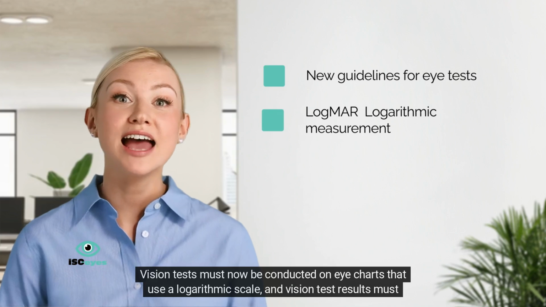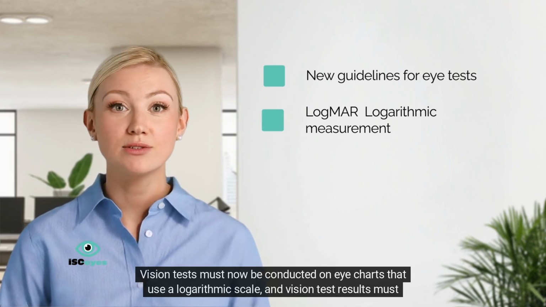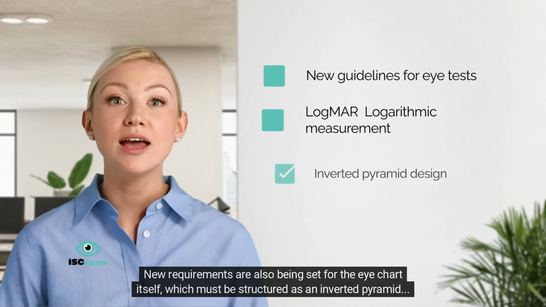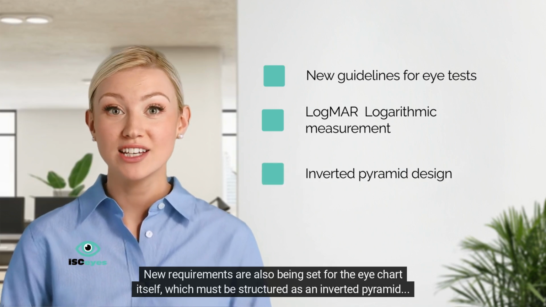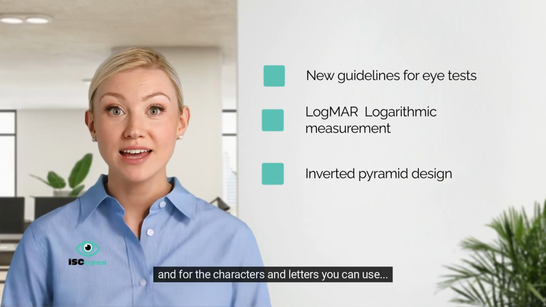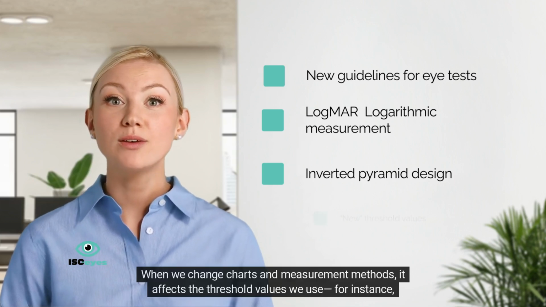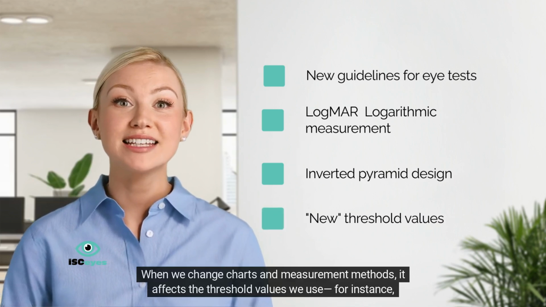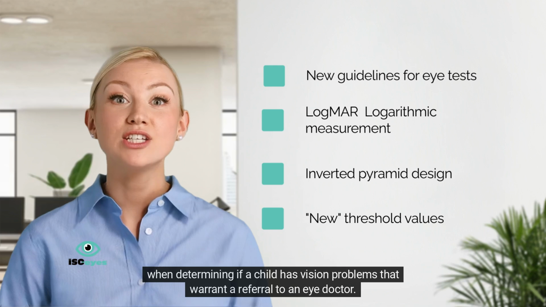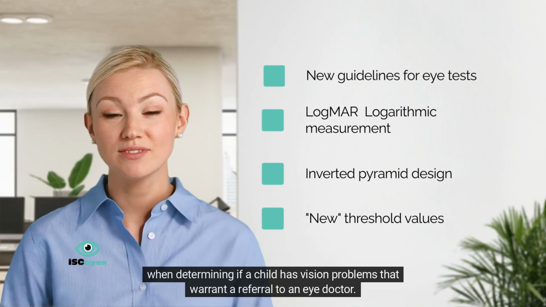Vision tests must now be conducted on eye charts that use a logarithmic scale, and vision test results must now be reported in LogMAR values. New requirements are also being set for the eye chart itself, which must be structured as an inverted pyramid, and for the characters and letters you can use. When we change charts and measurement methods, it affects the threshold values we use. For instance, when determining if a child has vision problems that warrant a referral to an eye doctor.